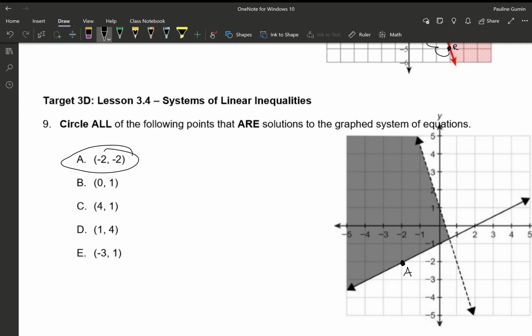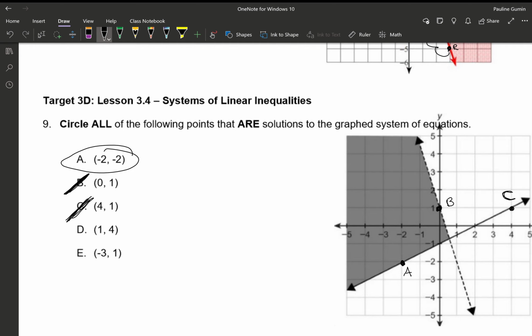Letter B is 0, 1. 0, 1 lands right here. Unfortunately, that is a dotted line in the shaded area. So this is not one of our answers. Dotted lines are not "or equal to"s. We cannot equal our dotted line. Letter C, 4, 1. Well, 4, 1, it lands on the solid line. However, it's not a part of the shaded area. So no, letter C is not a part of our solution.